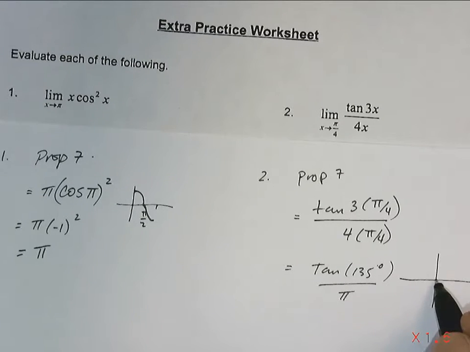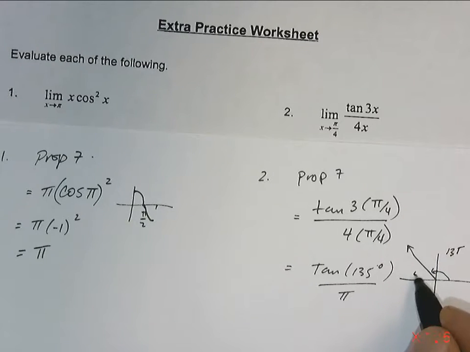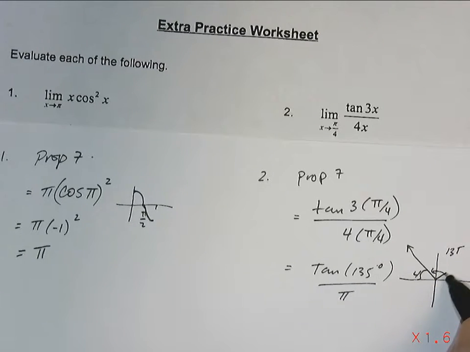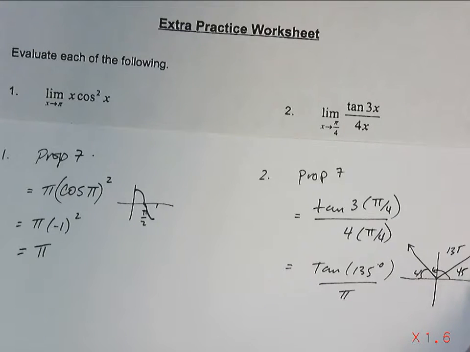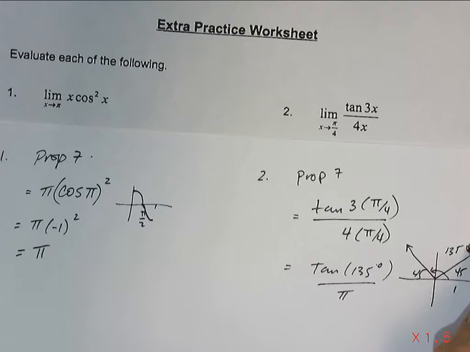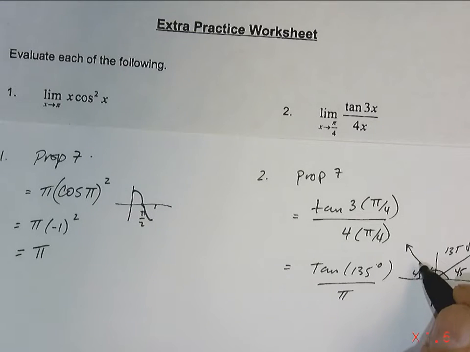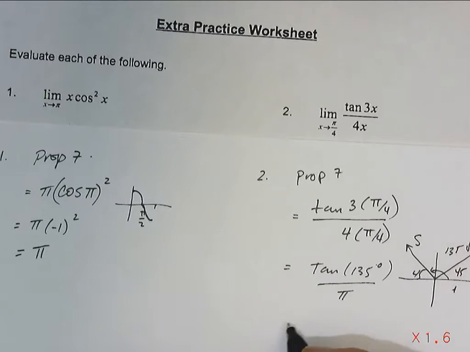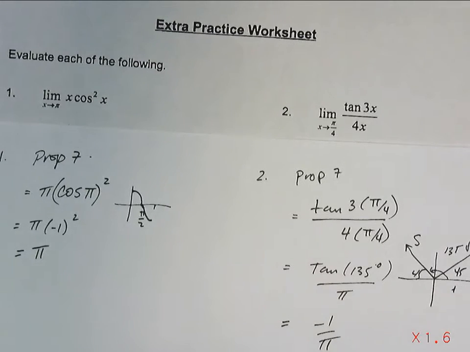135 degrees is over here. And again, I'm doing this because I don't have a calculator. So this is 135, so this is 45. So the related acute angle is 45. So it's going to be 1 over root 2, over 1 over root 2, which is 1. But I'm in quadrant 2, where only sine is positive, so the tan will be negative. So it's going to be -1 over pi. And again, if you use your calculator, it'll be a heck of a lot easier.